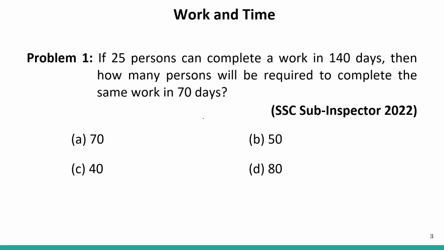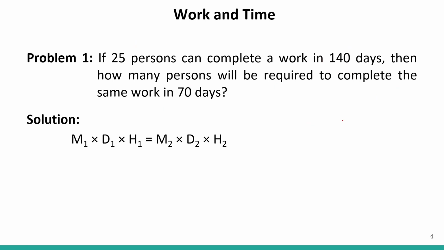So if 25 persons can complete a work in 140 days, then how many persons will be required to complete the same work in 70 days? Given that 25 persons can complete the work in 140 days, how many persons will be required to complete the same work in 70 days? Is it 70, 50, 80, or 40? Let's see which one among these four is correct. This question has been previously asked in the SSC Sub Inspector 2022 exam. So let's go forward.